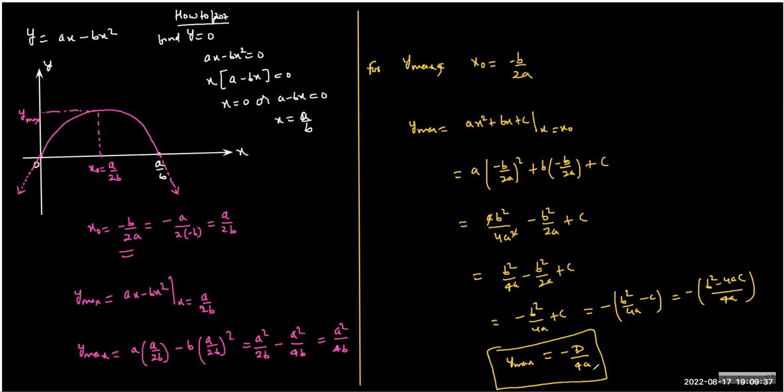and you may be wondering why minus, because a itself is negative, so minus will make it positive actually, because maxima is only possible when a is negative. We have seen this, right? The parabola must be a downward parabola.